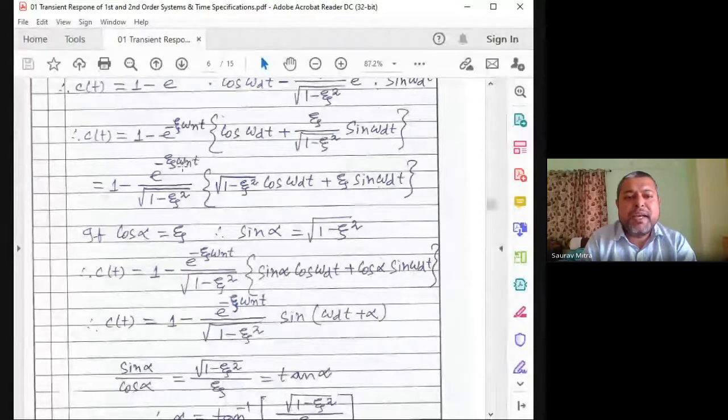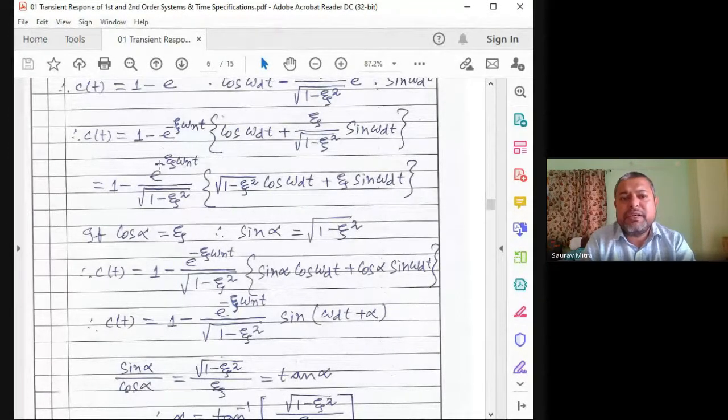What is the value of omega n? It is equal to 1 by root LC. So we should know everything in terms of L and C and R. So zeta is equal to R by 2 root under of C by L. Omega n is equal to 1 by root LC. Here also zeta, that is R by 2 root under of L by C. So if I give you an RLC circuit, you should be able to write this equation directly.